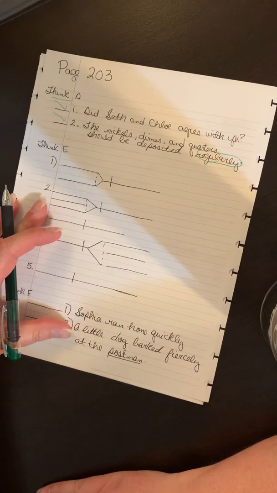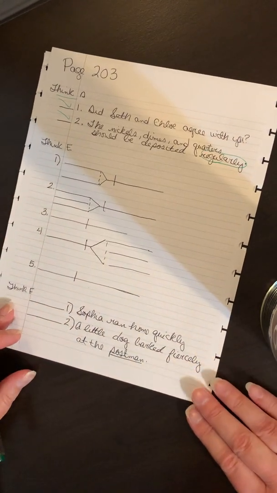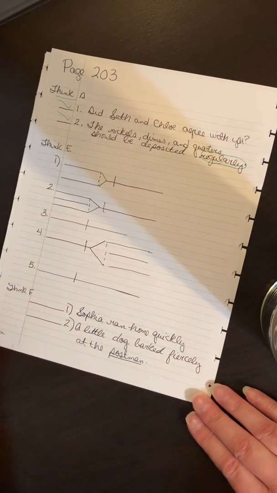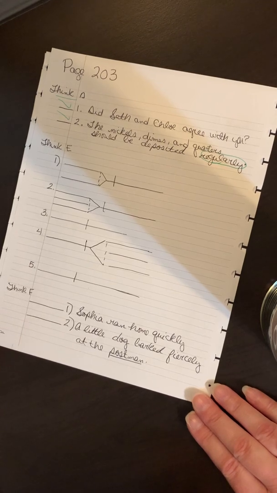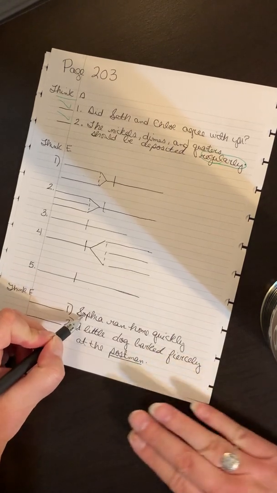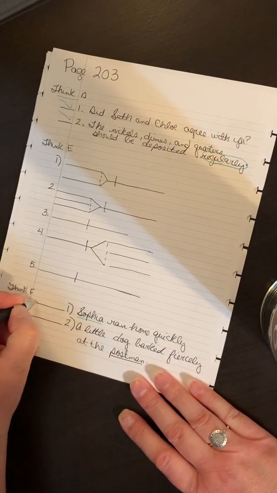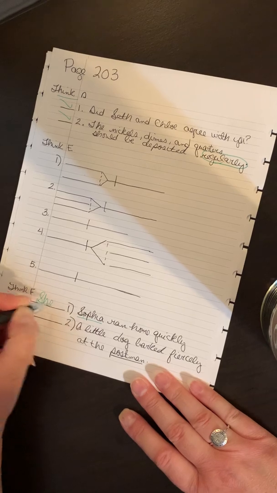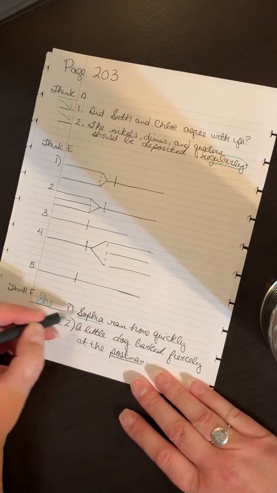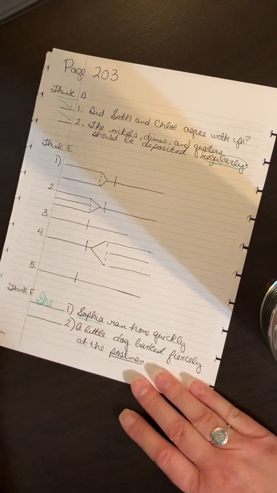All right, if you look at Think F, it tells you to write an appropriate pronoun to take the place of the underlined word. They did the first one for us, which was Sophia, and they gave it "she," because Sophia is a girl.